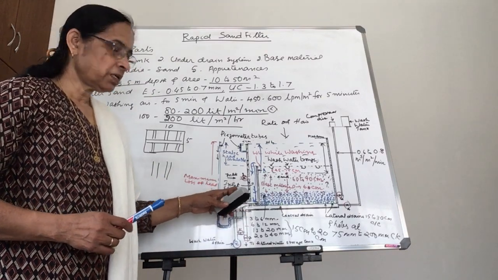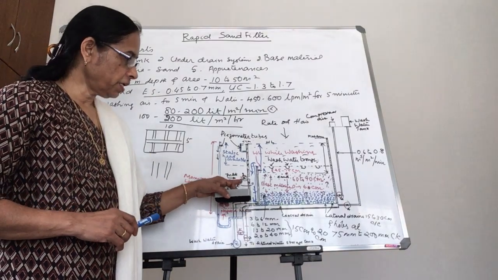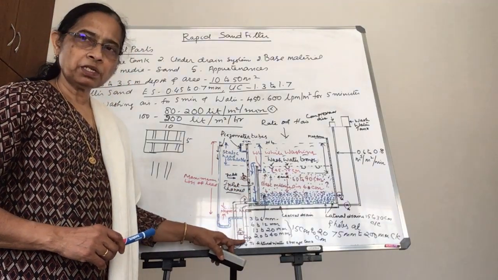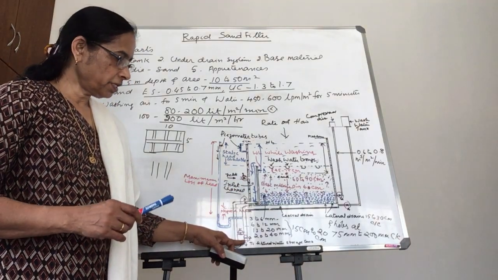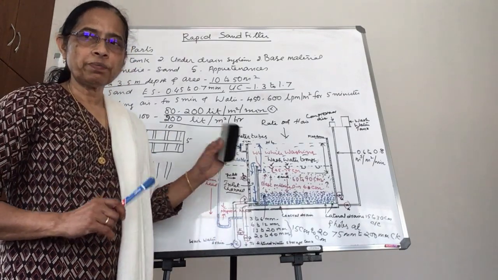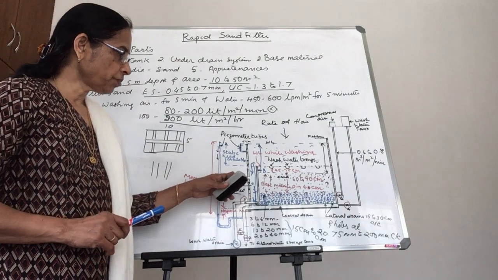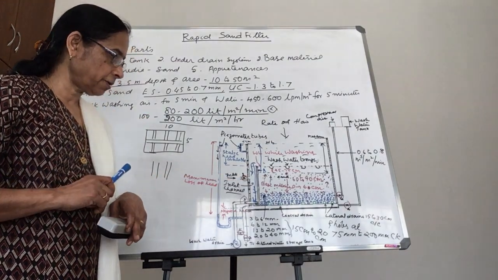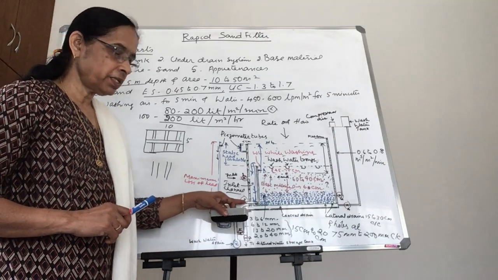Okay, how is it done? Initially, when the plant is working, the inlet valve is open, and the outlet valve, that is valve number 2, is also open, so that the filtered water is collected in the storage tank. Now we are going to backwash it. First, you have to close the inlet valve, so there is no more water coming from the sedimentation tank. And now you have to open valve number 3.